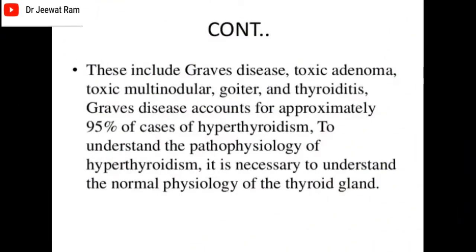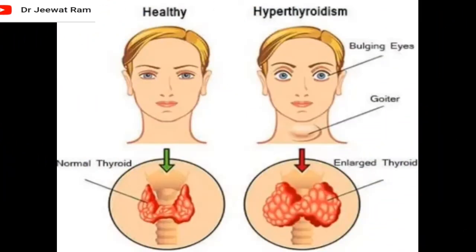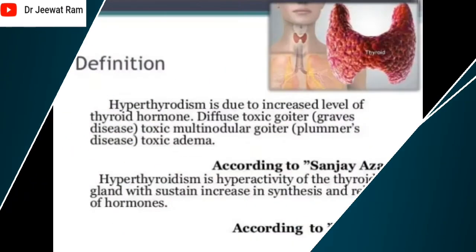These include Graves' disease, toxic adenoma, toxic multinodular goiter, and thyroiditis. Graves' disease accounts for approximately 95% of cases of hyperthyroidism. To understand the pathophysiology of hyperthyroidism, it is necessary to understand the normal physiology of the thyroid gland. This picture shows a normal thyroid gland and an enlarged thyroid gland, or gland with hyperthyroidism.